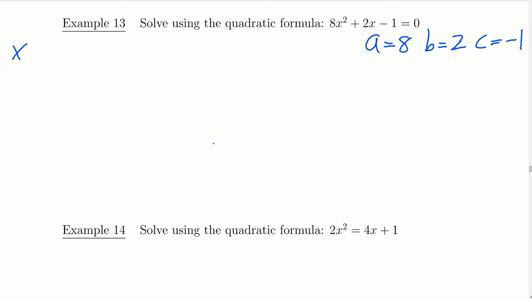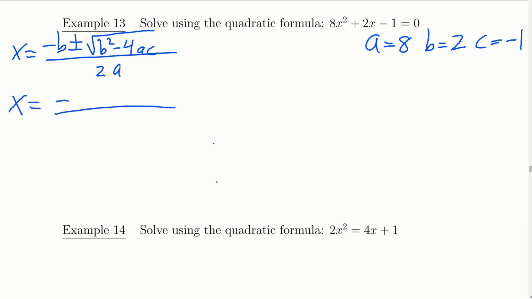Let's now go ahead and recopy down the quadratic formula. It's negative b plus or minus the square root of b squared minus 4ac all divided by 2a. Next, we want to take our time, nice and neatly, and plug everything into the correct spots. x equals the negative of b, so that's negative 2, plus or minus the square root of 2 squared minus 4 times a times c, all divided by 2 times a.